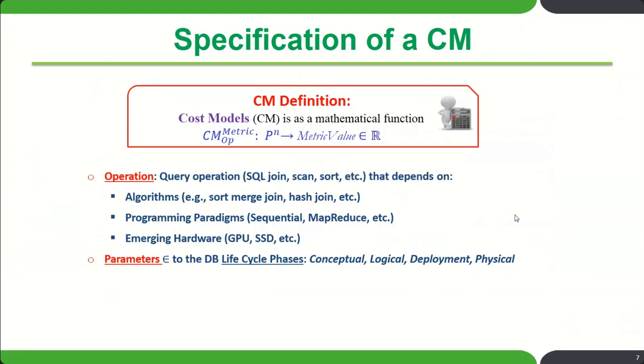The parameters of the cost model represent the variables that can be derived from the different phases of the database lifecycle: conceptual, logical, deployment, and physical design. And the metrics here represent the non-functional requirements related to the CPU cost, input-output cost, communication cost, and energy consumption cost.